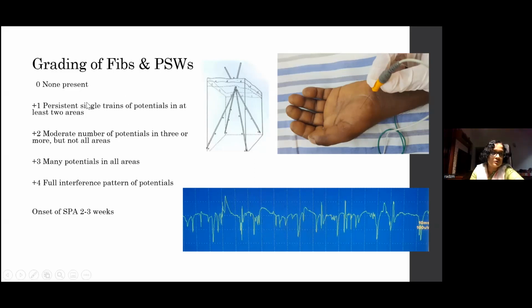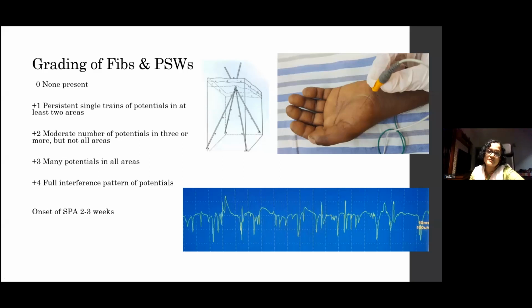The gradation is like this. When you see it in just one area, like scattered, we tend to ignore it, we don't pay too much attention to it. But if you see it in 2 areas, it becomes +1. In 3 areas or more, +2, but a little bit more patchy. In +3, you see it in multiple different areas. And +4, what happens is that you really don't see any normal baseline. It's like this example here, completely filled with potentials. These are all positive sharp waves superimposed with some fibrillations. So there's a fibrillation there, there's a positive sharp wave, fib here, positive sharp wave. This is a profuse, full interference pattern of fibrillations and positive sharp waves, what we refer to as florid. So that's 4+.